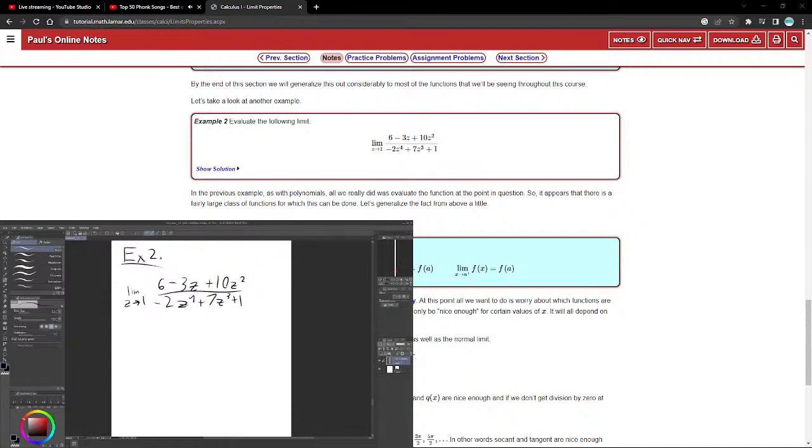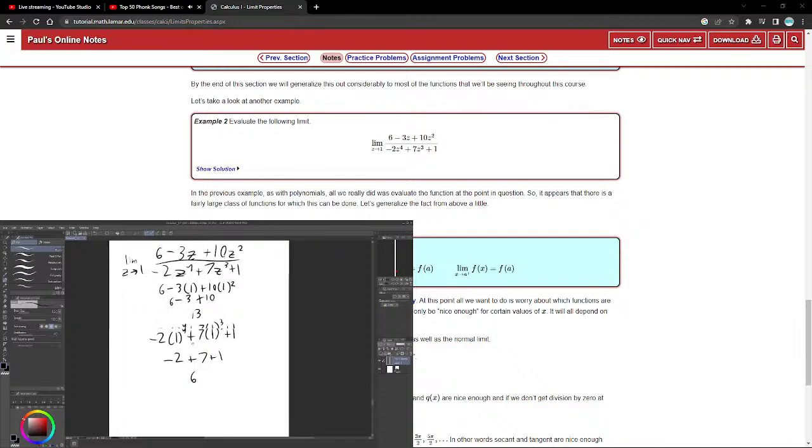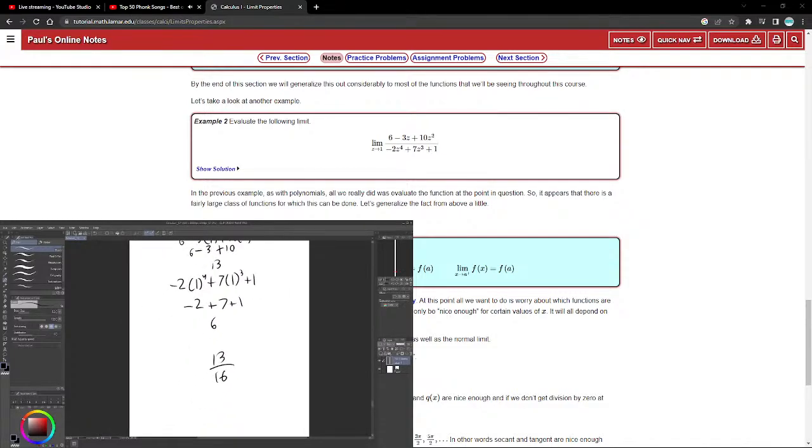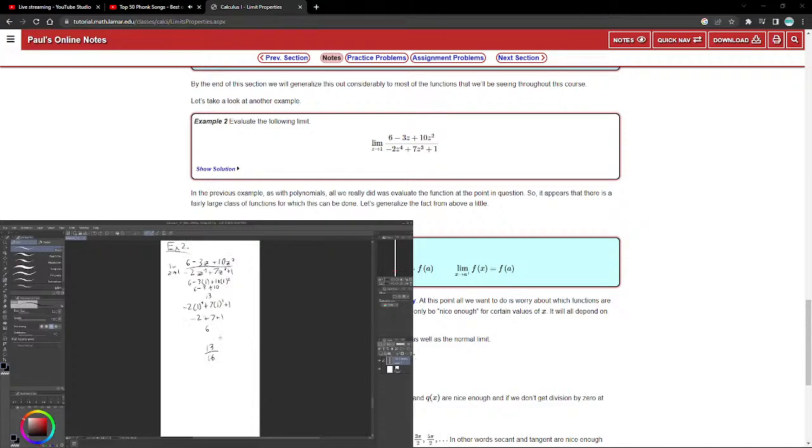I'm just going to plug it into the denominator first, see if there's a problem. I doubt there is though. -2 plus 7 plus 1 is 6, and then plug it in the top. 6 minus 3 times 1 plus 10 times 1 squared: 6 minus 3 plus 10 is 13, so 13 over 6. That's the answer.